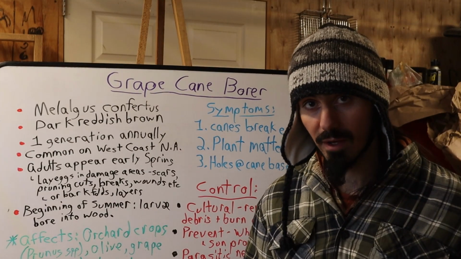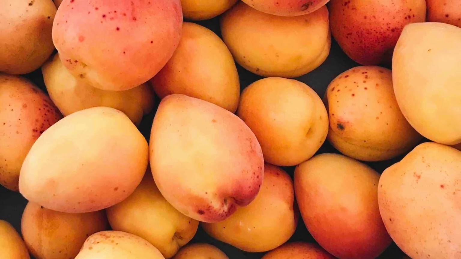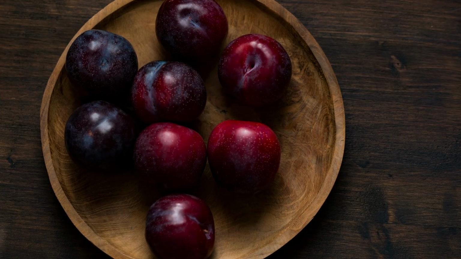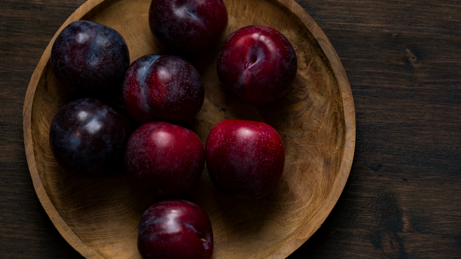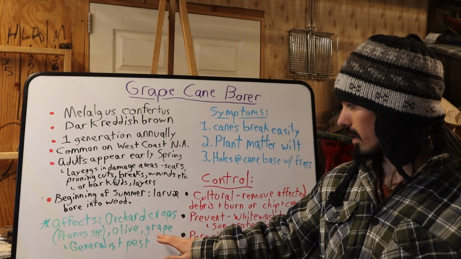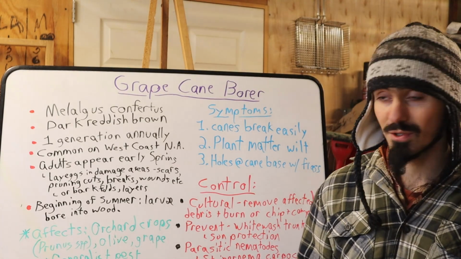Crops that are normally affected are generally more orchard crops, right? So plants in the Prunus genus, so that could be plums and things of that nature. But then also other plants and trees as well, like olives, which are more of a warm season arid crop. And then grapes, of course, indicative of the name, and sometimes even avocados as well.